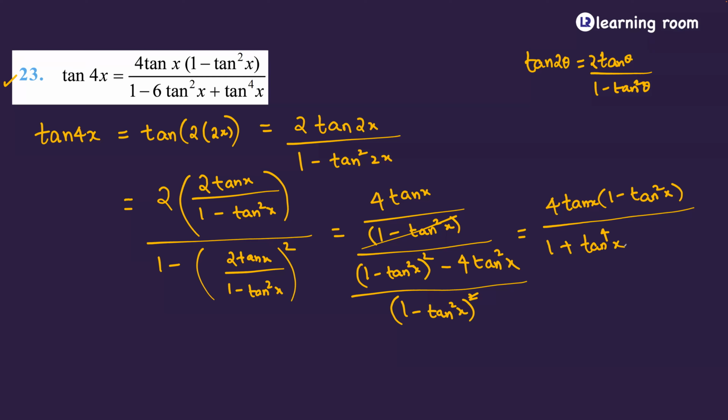Okay. So remember, what will you get? 1 plus tan power 4x minus 2 tan square x. So minus 2 tan square x combined with minus 4 tan square x is minus 6 tan square x, and this is the answer. So basically what you need to do in this problem is apply the formula of tan 2 theta twice. Is that clear? So only thing is you would have observed the order is swapped. That's it. 1 minus 6 tan square x plus tan power 4x.